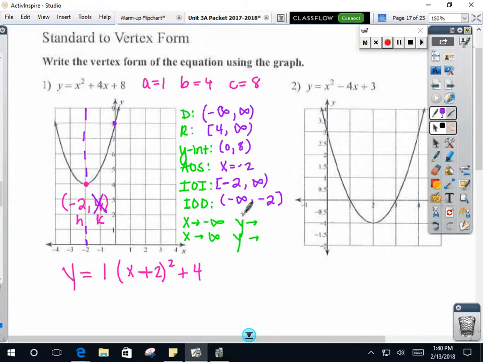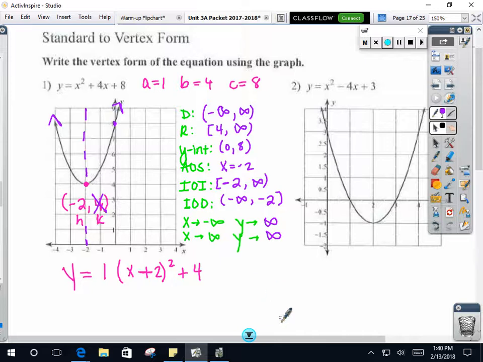And then no matter which way you go on the parabola, to the left or to the right, both y's approach what? Positive infinity. Because parabolas behave the same way. Both ends go up or both ends go down. It's even because they behave the same.